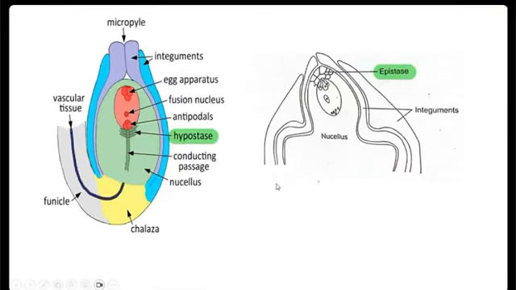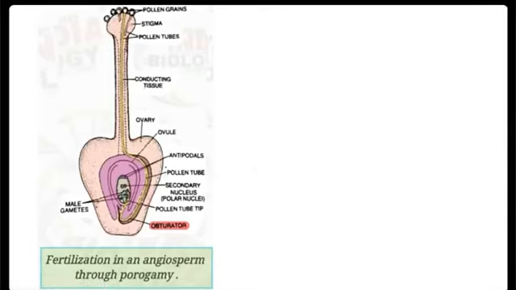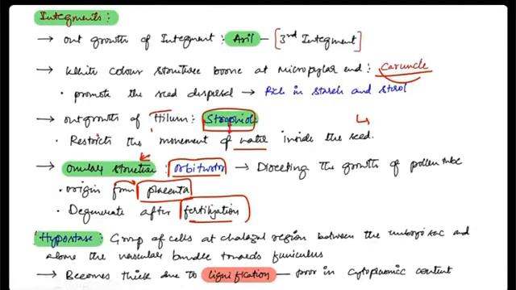If you want the same thing in the figure, yes, this is the obturator. I'm not able to pronounce it. Obturator. And this is the site where the pollen entry can take place because of this particular part. Next we have two different structures called hypostase and epistase.